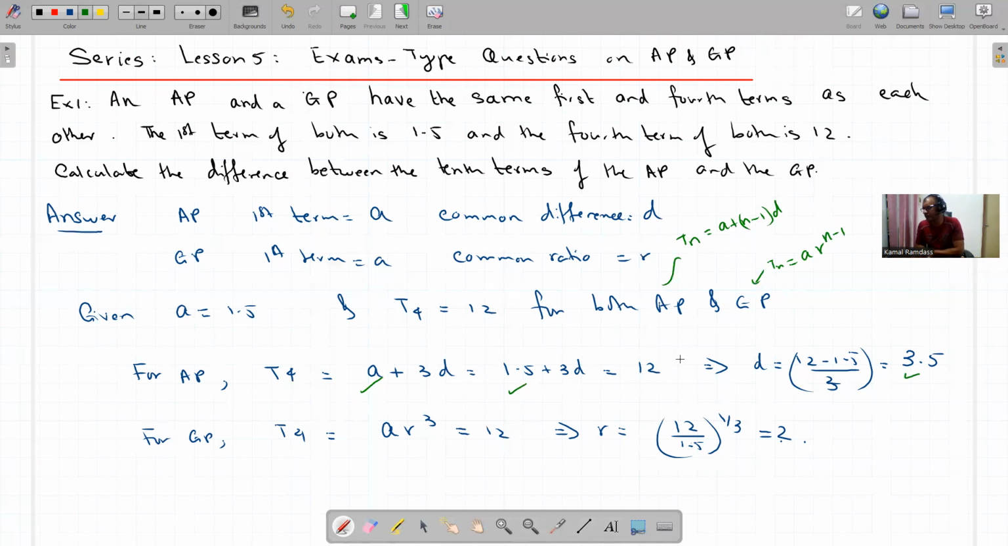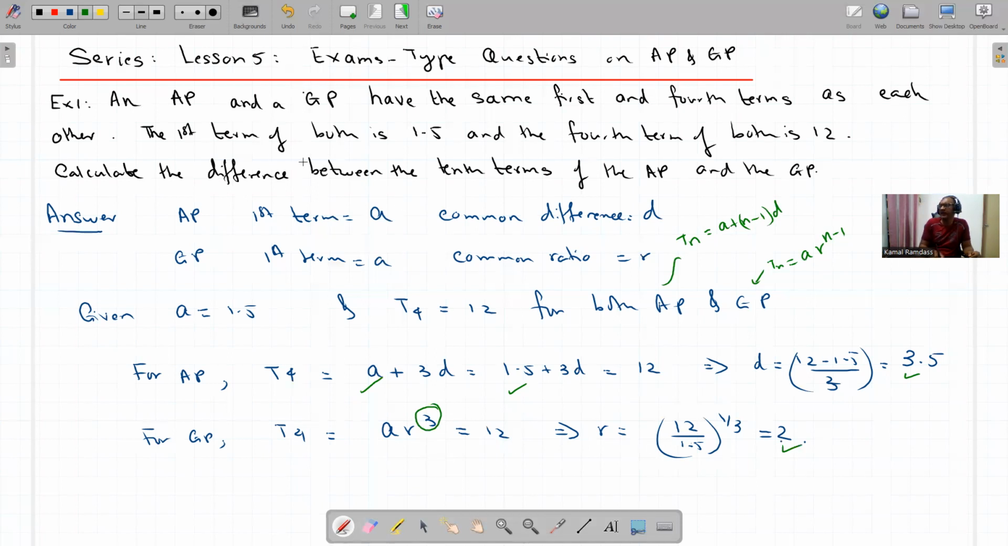For the geometric progression, T4 is equal to A R cube, 4 minus 1. Et ça est égal à 12. Et là, R cube est égal à 12 sur 1.5, et the cube root, bien sûr, R est égal à 2.